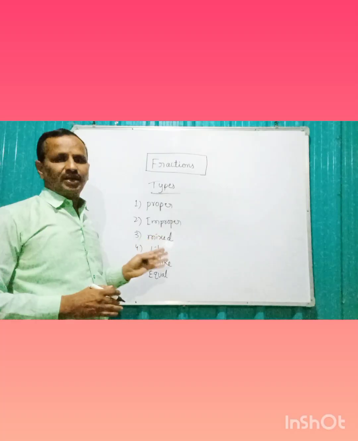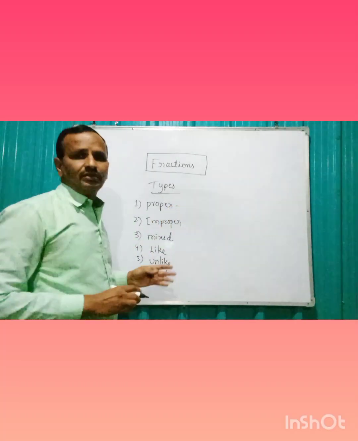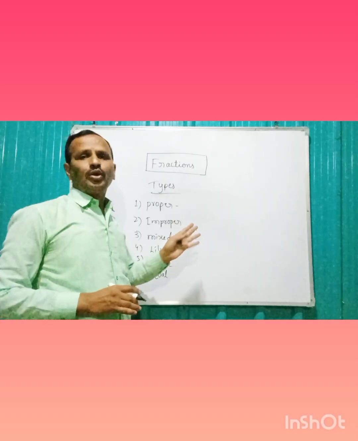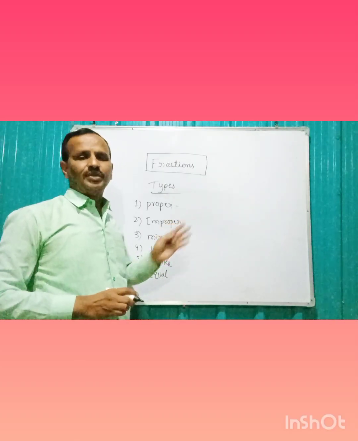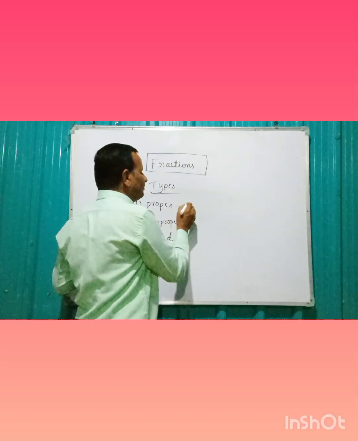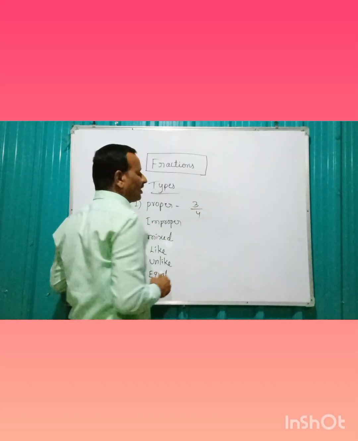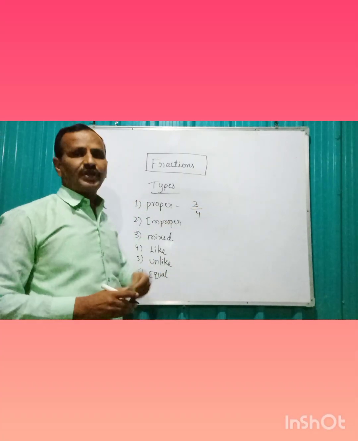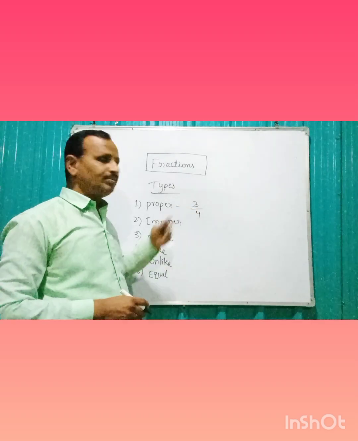A proper fraction is nothing but when the numerator is smaller than the denominator. Here the numerator is small and the denominator is big. For example, you can give 3 by 4, one of the fractions. Which fraction is this? Proper. Why? Because your numerator is small and the denominator is big.